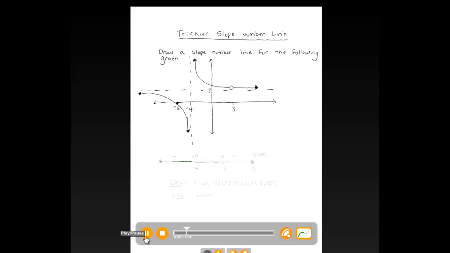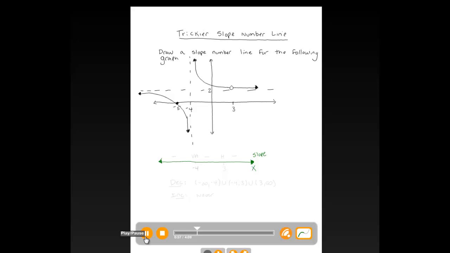Now, it's important to keep in mind what a slope number line includes and what it ignores. A slope number line is going to track where the graph is increasing and decreasing. In other words, where it's rising and falling as you go from left to right. And so that's going to inform the things that you include on your slope number line and the things that you ignore. So, what are the things to include?